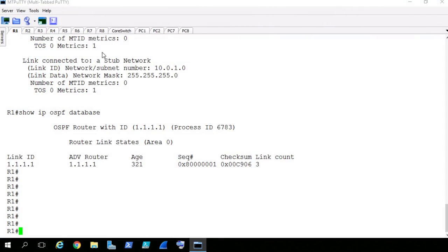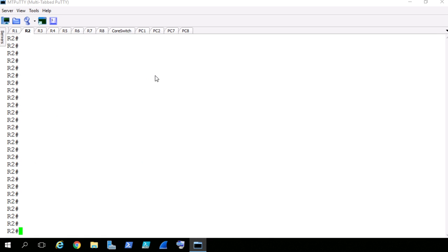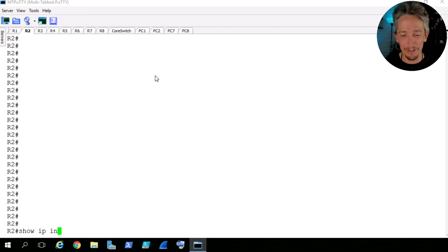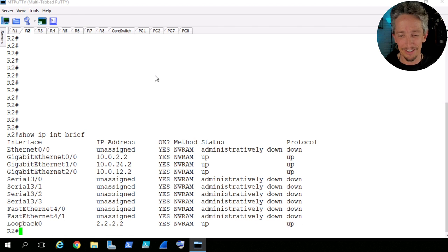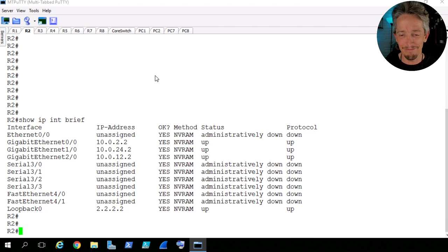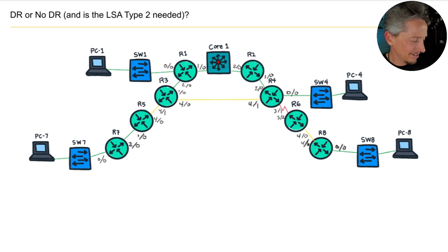So here on R1, that's done. We'll go to R2. And here on R2, we'll do a show ip interface brief just to verify that we're on the right device. Great. So it's got all the right IP addresses. If we look at our topology to make sure we're all here together, we have gig 2/0, which is 10.0.12, and then the last octet is 2.